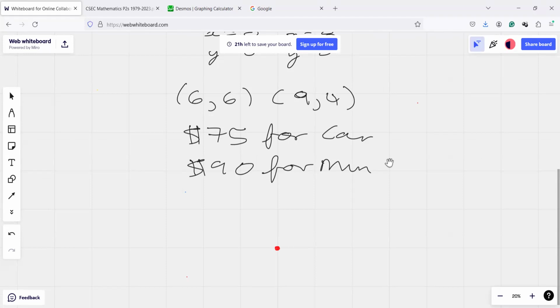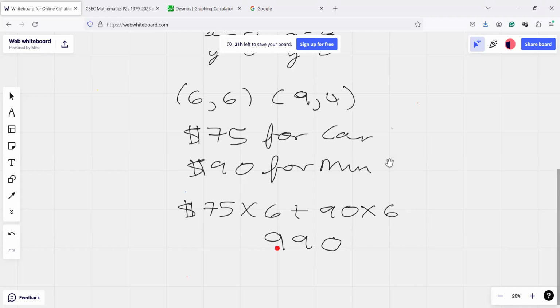And remember, our inequality from before, we simplified it, was 4x plus 6y. Oh, sorry, not that. Ignore that. We wouldn't need that one. It's going to be $75 times 6 cars plus $90 multiplied by 6 minivans, and that gives us $990.